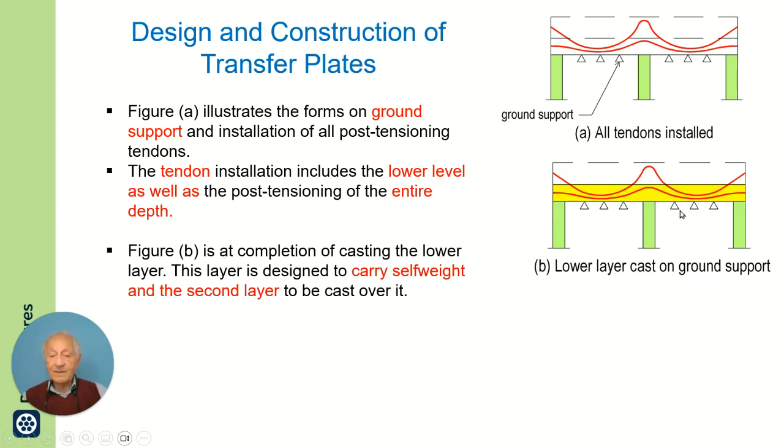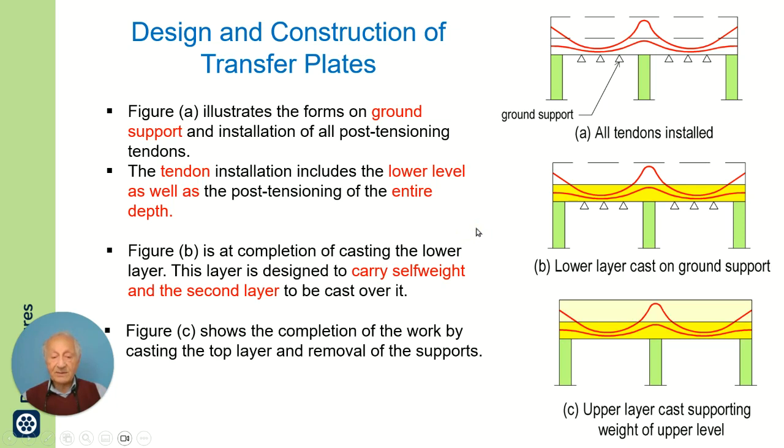Figure B here is completion of casting of the lower layer. This lower layer is designed to carry its self-weight and the weight of the slab above it when it is being cast. This figure shows the completion of the work by casting the top layer and removal of the ground support. Here you still have ground support, there the ground support is removed.